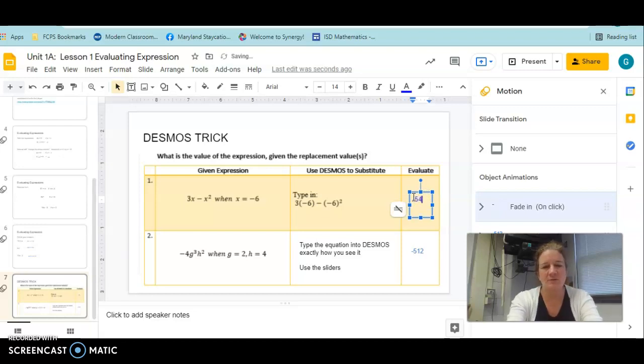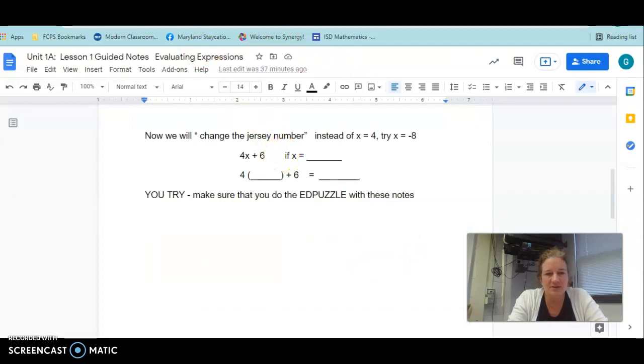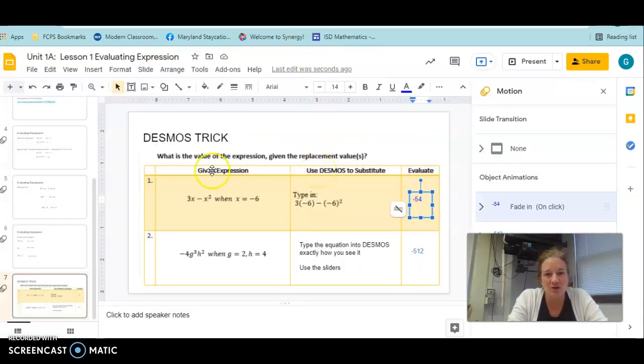What was it, -54? See, Miss Barnett makes lots of mistakes when it's late and she's in a hurry, and she doesn't write it down. I hit the wrong thing.